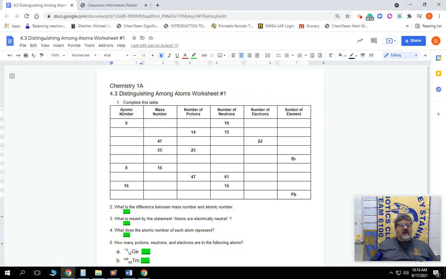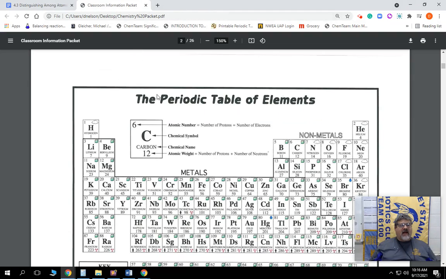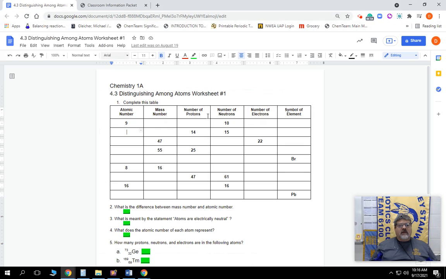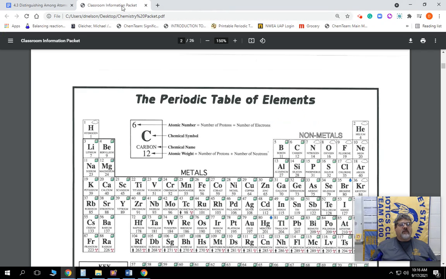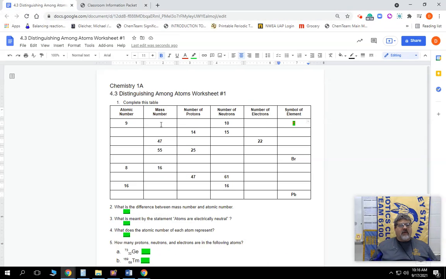So if I go back to this and say that my atomic number is 9, what is the symbol? We find 9 on the periodic table. It's right there, so our symbol is F. We'll put a capital F there. Then it asks for the mass number. Let's go back to the periodic table. The mass number is 19, so we're going to put the mass number as 19. The atomic number is equal to the number of protons, so that's going to be 9.